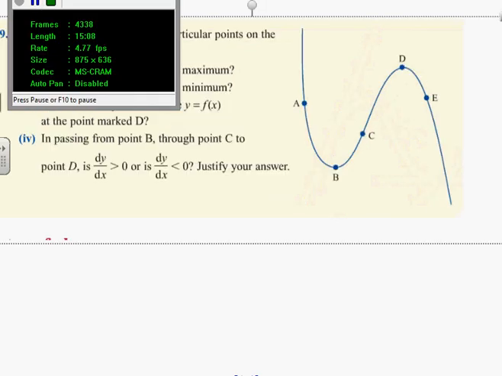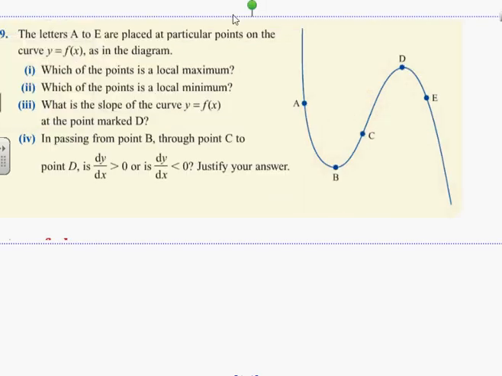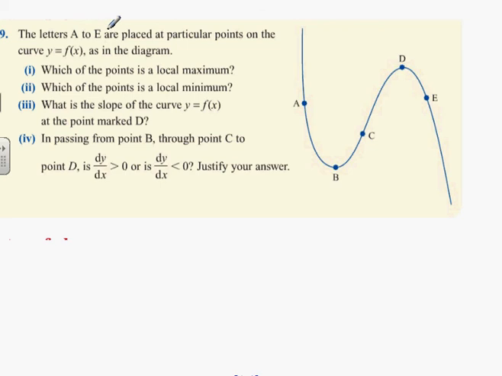Okay, so what we have here, guys, is the letters A to E placed on particular points in the graph. Which is the point of the local maximum? David, local maximum? Oh, sorry, local minimum, excuse me. On this graph here. B. B would be the lowest turning point, which makes it the minimum. D. D is the maximum, okay? And you already answered that B is the minimum.